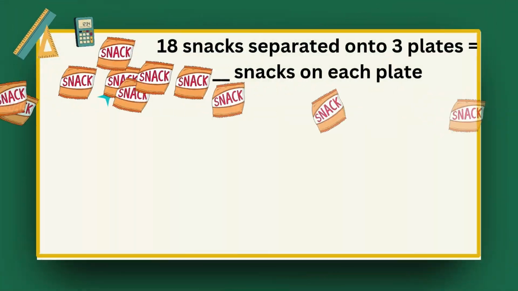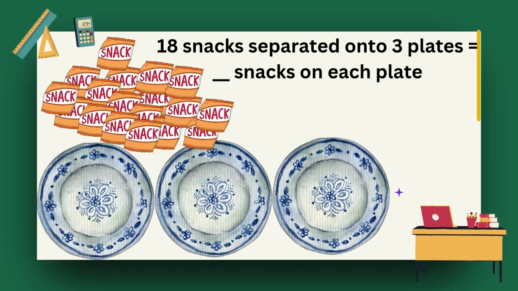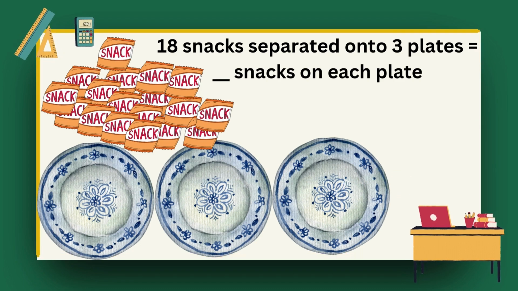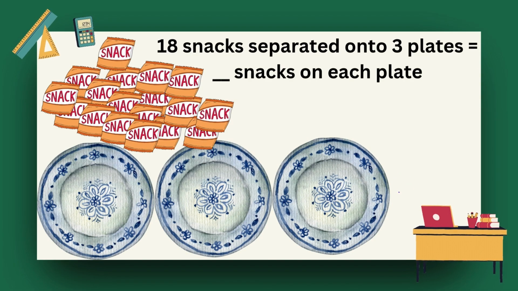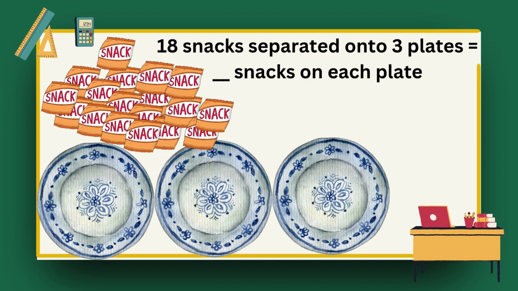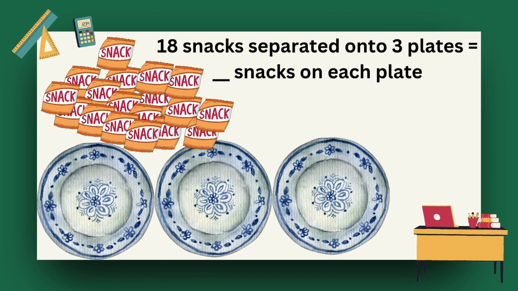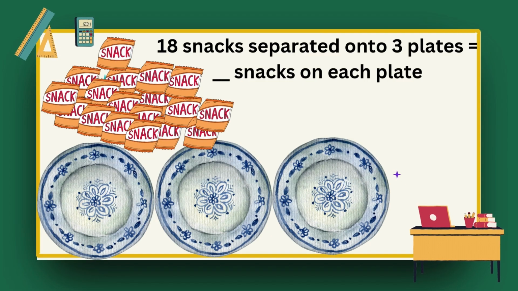Okay, so let's start with some examples with snacks. So we're going to be pretending like we're giving snacks to people on plates. So let's start with this example right here. We've got 18 snacks and we're going to separate them onto 3 plates. So the easiest way to do this is to just one by one and count them out as you go until you have 0 snacks left, right? They're all on a plate. So let's just go ahead and start and see what happens.